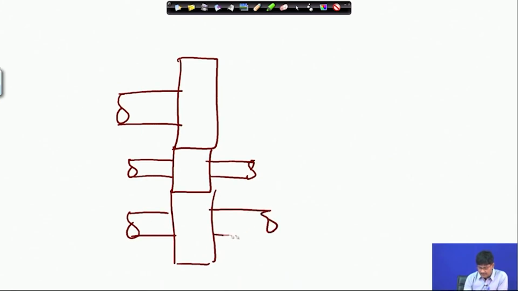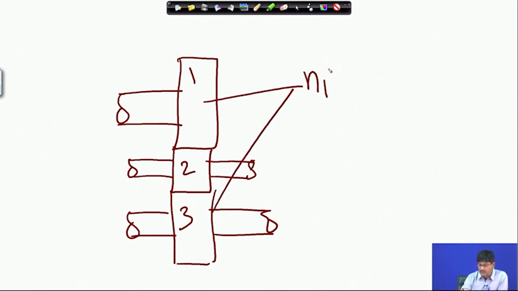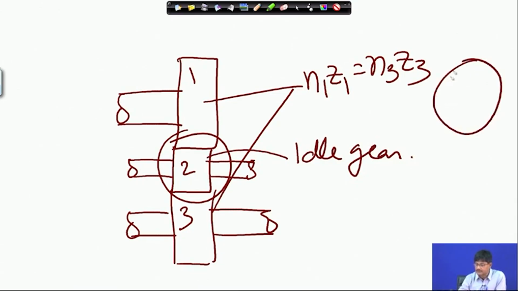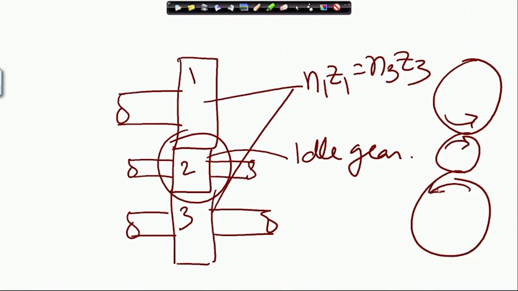In that case, what happens is, if this is number 1, number 2, number 3, you can connect up N1 Z1 is equal to N3 Z3 directly, instead of considering 2, because 2 in this case is called an idle gear. In the other view it will look like this: gear number 1, gear number 2, gear number 3, and they are rotating this way, and therefore, they have the same tangential velocity.